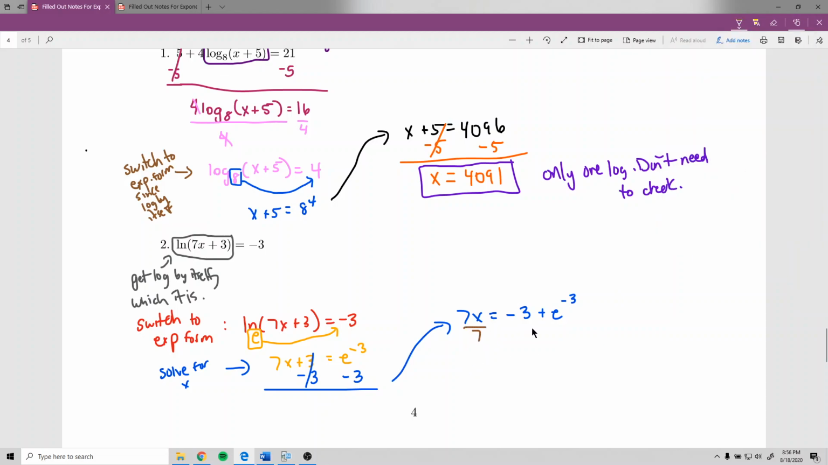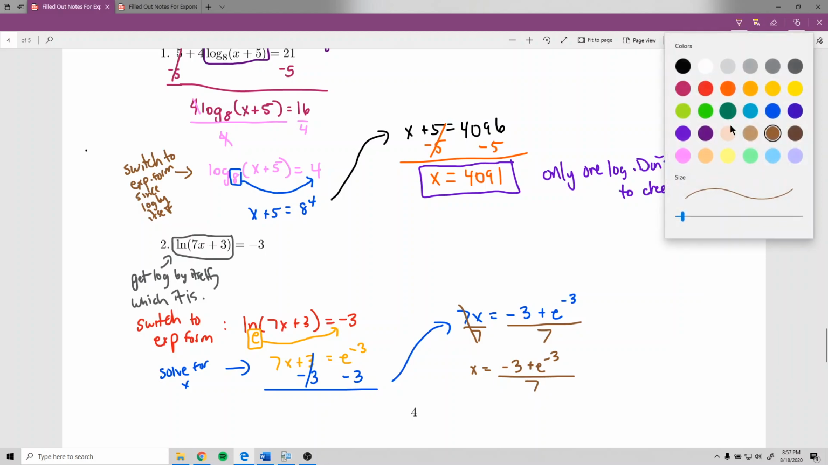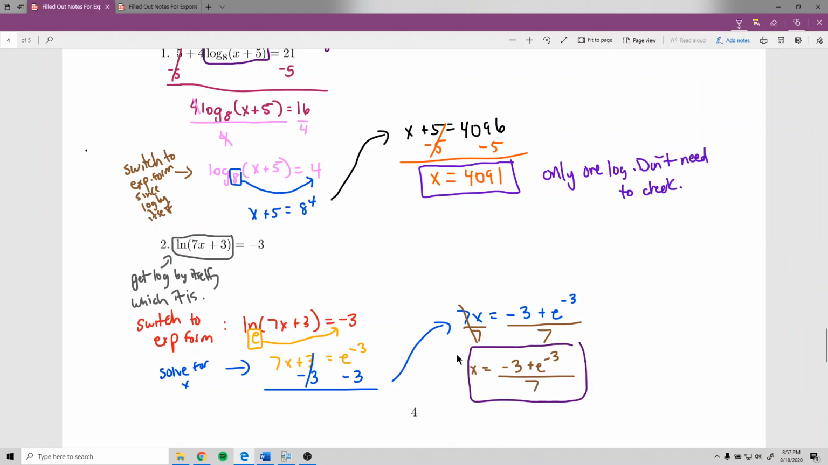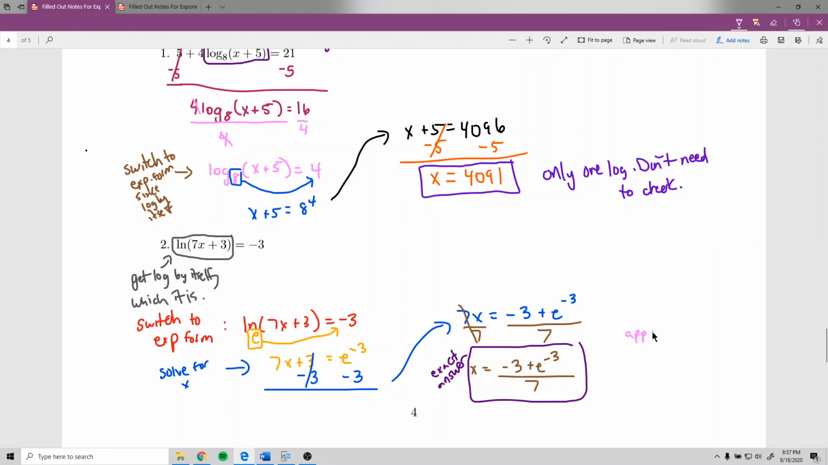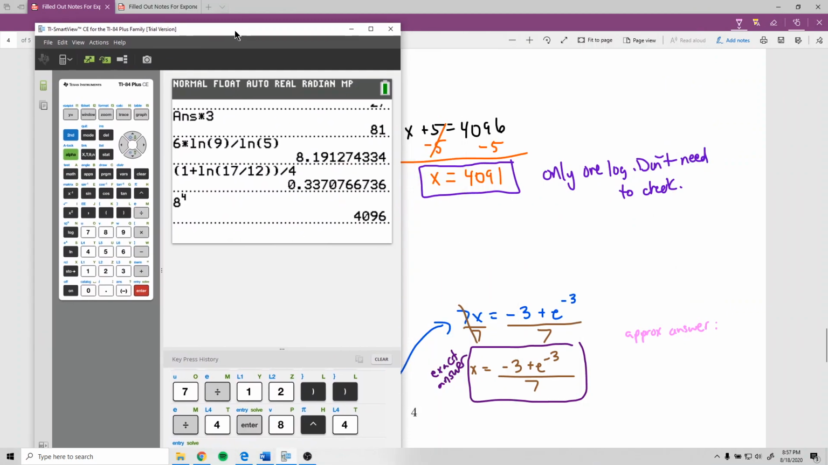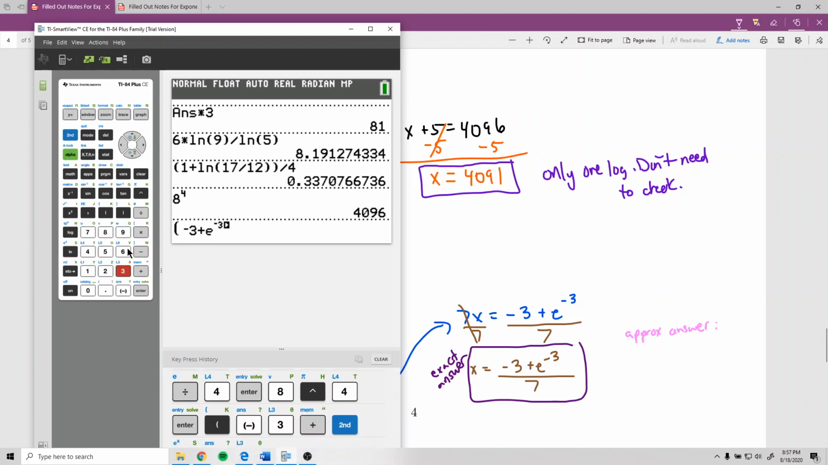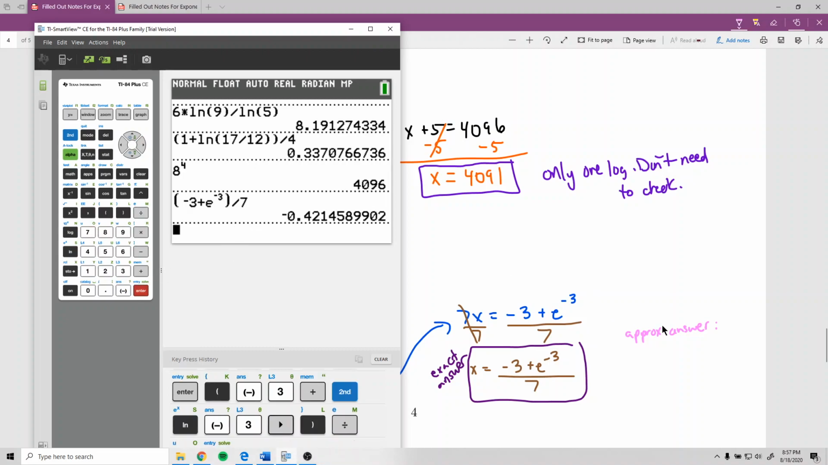Right, and then the last part to get x by itself is to divide each side by 7. We got x equals negative 3 plus e to the negative 3 all over 7. This would be our exact answer. And if we want an approximate answer, we'll type that into our calculator. So let's do that. Our numerator is -3 plus e raised to the -3 power, and it's divided by 7. And we get -0.4215.